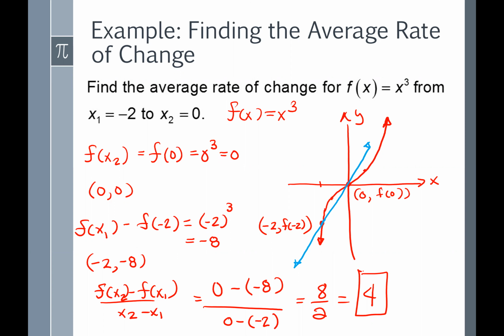So to find the average rate of change between two points on the graph of a function, I will need to evaluate that function at a given x to find the y value. And then I just take the change in y over the change in x.